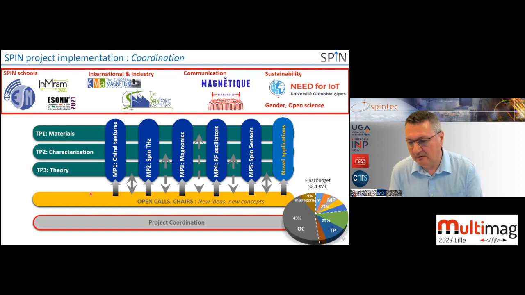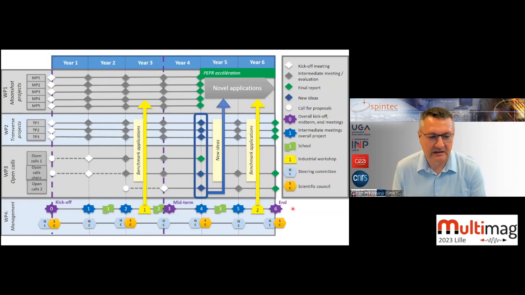So a final budget of more than 38 million euros that will be shared between the different actions: the targeted projects, the transverse project, the open calls. So there will be about 18 to 19 million dedicated to these open calls that will be opened by the beginning of next year. That's in terms of organization, but that's specific.